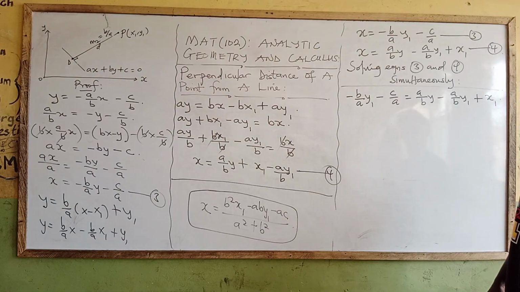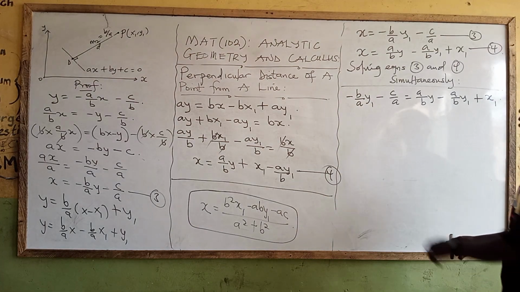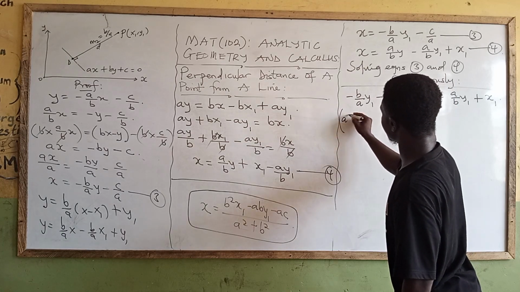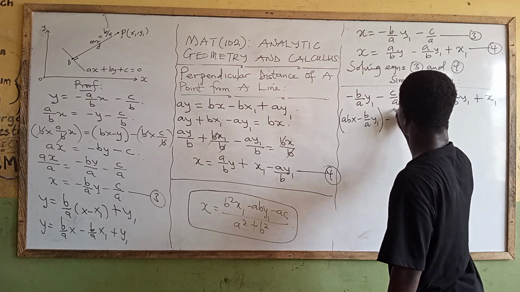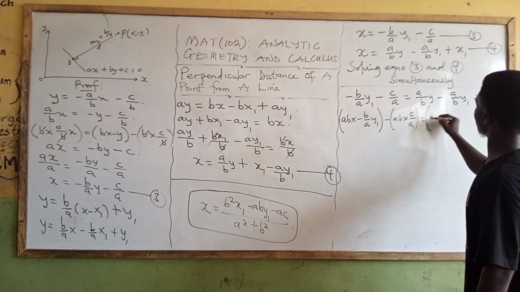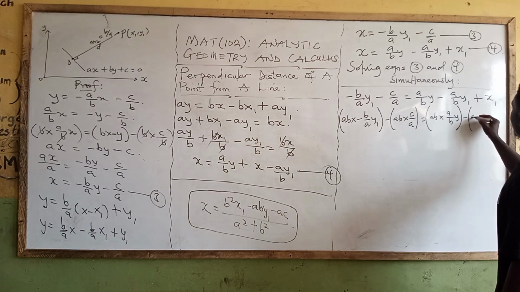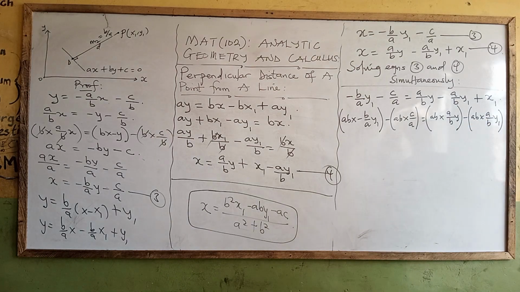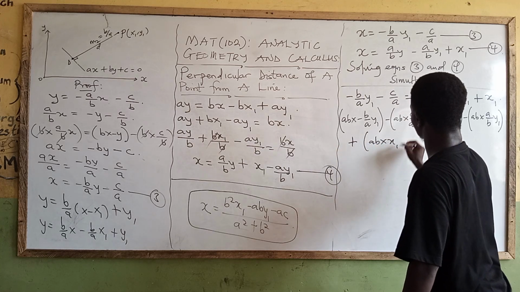So we have to make y the subject. So what's the LCM? The LCM is AB. So we multiply here by AB. So I get AB times negative b over a y1 minus AB times c over a equals AB times a over b y minus AB times a over b y1 then plus AB times x1.